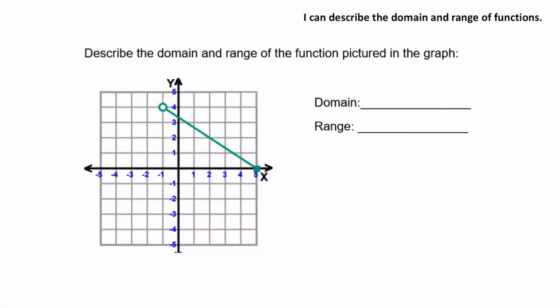So let's try some more examples. Let's describe the domain and range of the function pictured in this graph. So for domain, remember I'm going to go left to right. So I'm going to draw in this line right here.